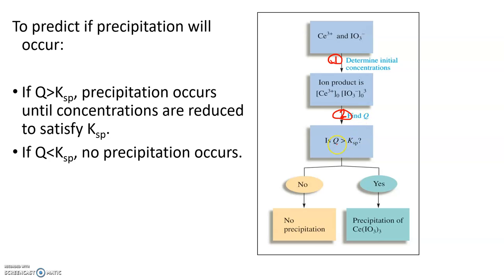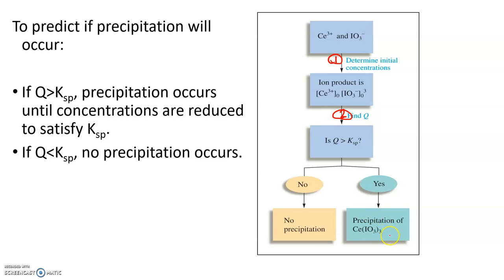Finally, we're going to compare Q versus the KSP. If Q is greater than KSP, so the answer is yes, then a precipitation will occur. If Q is not greater than K, or it's less than K, then no, a precipitation does not occur. If the answer is no, the question would probably then be over. However, if the answer is yes, the free response question would oftentimes go one step further to ask you to find the equilibrium concentrations of that particular precipitate.